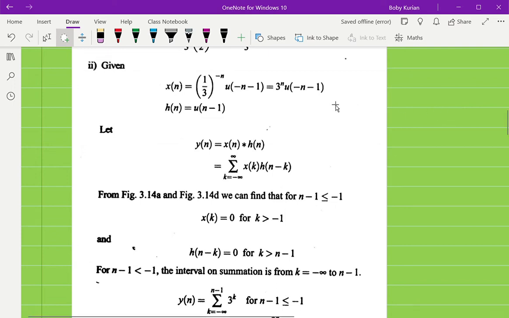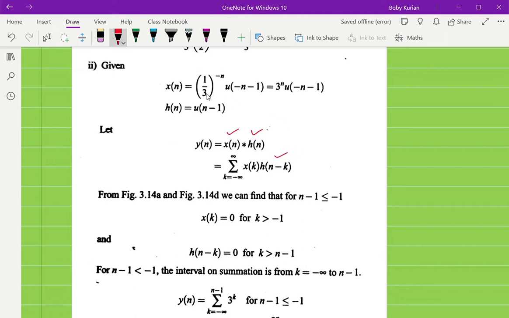So let us see another problem related to convolution sum. So we can see here x of n is 1 by 3 raised to minus n, u of minus n minus 1. h of n is u of n minus 1. So here we need to find out the convolution sum of x of n and h of n. So as per definition it is sigma k equal to minus infinity to infinity x of k h of n minus k.